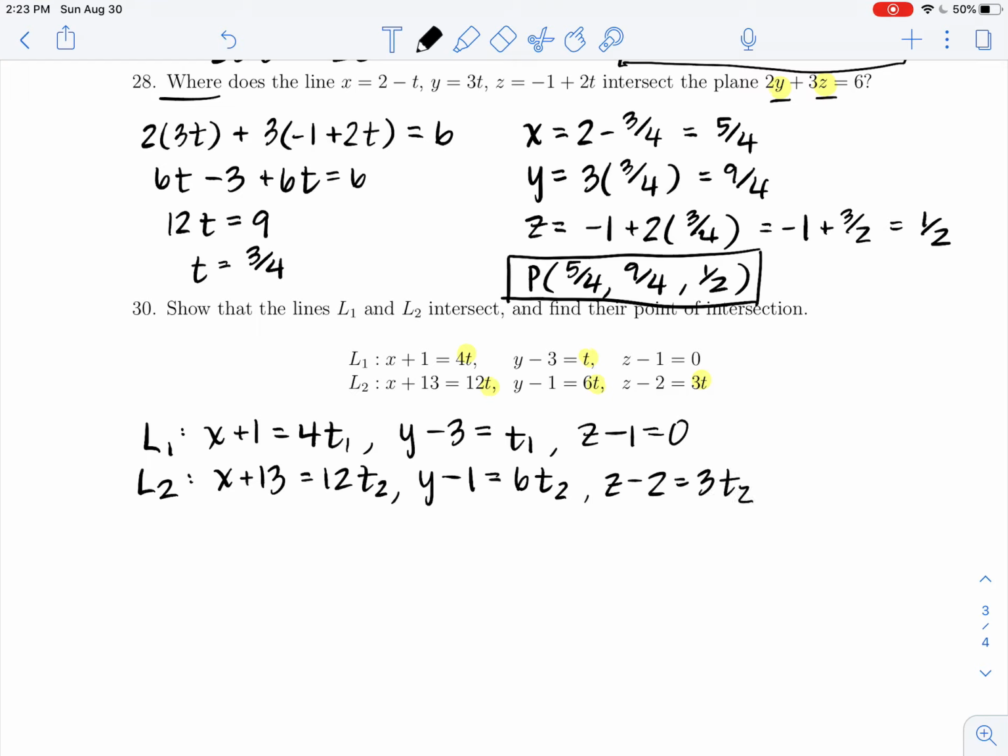All right, so this is just being extra careful so that we don't mix our t's up, so that we keep in mind that these lines might be parameterized in different ways. Maybe one is traveling quicker along one line than the other.